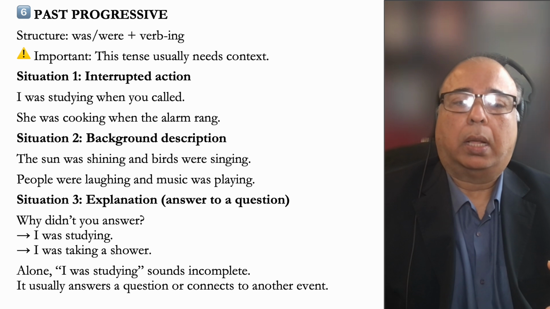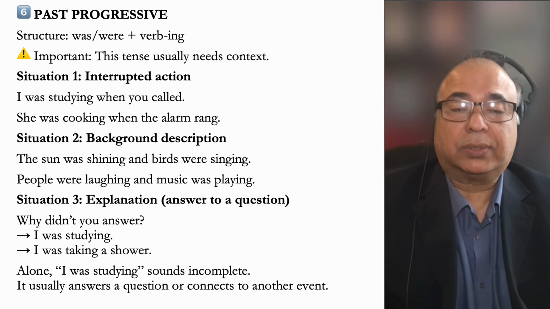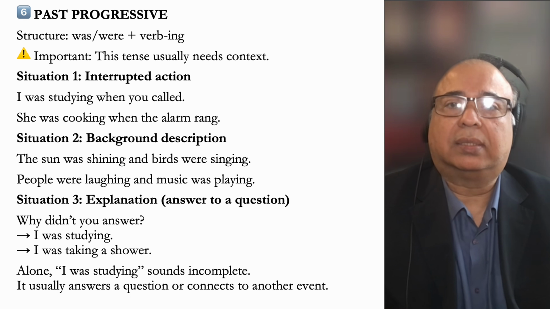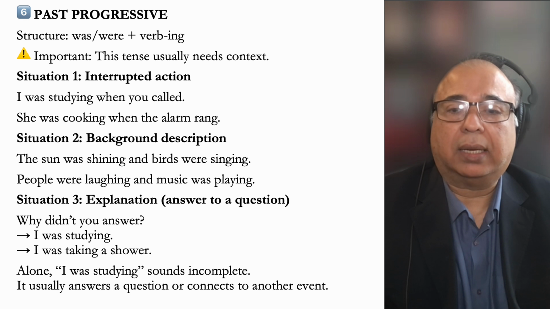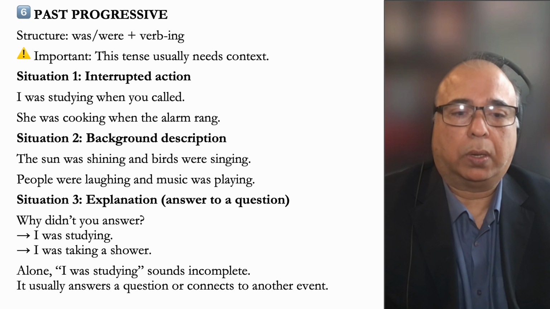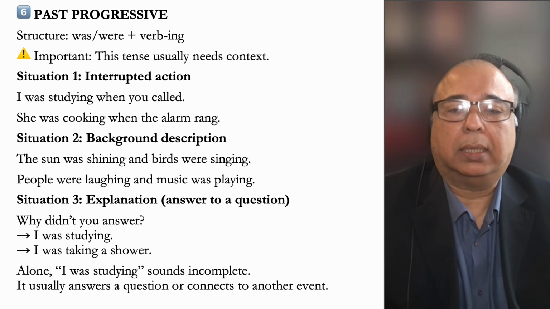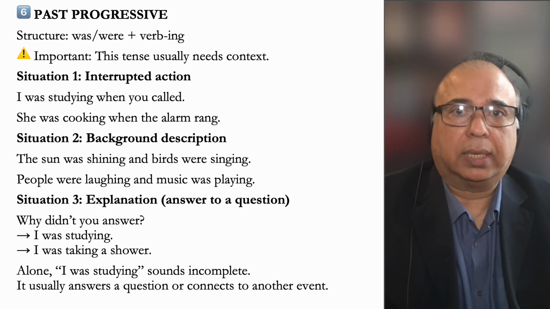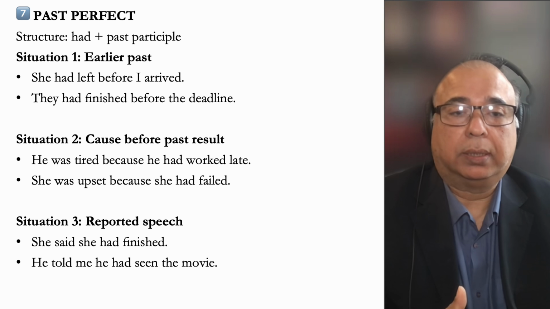So remember, I was taking a shower. Grammatically, it's okay, but the thought is incomplete because when you say I was taking a shower, something else happened or would have had to happen. I was studying. Then what happened when my mom called? All right? I was studying is incomplete. It usually answers a question like, why didn't you answer my call? Why didn't you answer your phone? And I could say, I was studying. Okay? Very good.